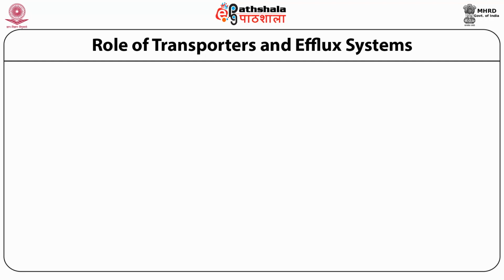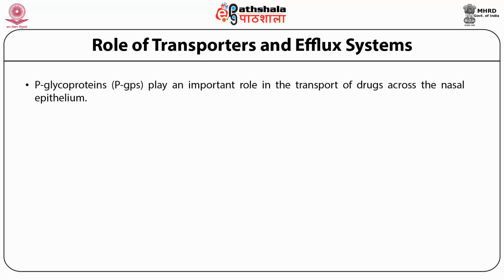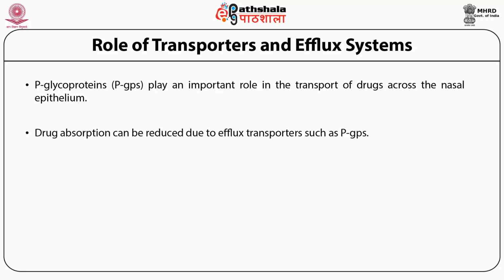My dear students, it has been a few decades that the role of various transporters, particularly of the category of ABC transporters like PGPs, has been elucidated in drug delivery across various membranes. The nasal epithelium is also not untouched by the effect of these transporters. The PGP transporters, or P-glycoprotein transporters, have been found to play an important role in the transport of drugs across the nasal epithelium. It has been observed that drug absorption can be reduced due to the efflux transporters, namely the PGPs. Let us try to find out what these PGPs are.